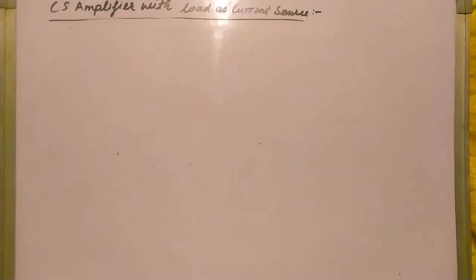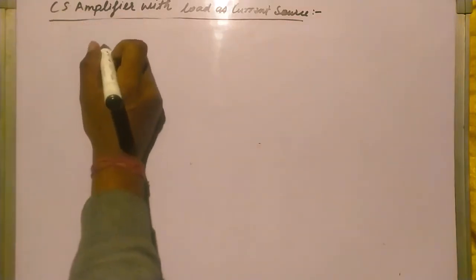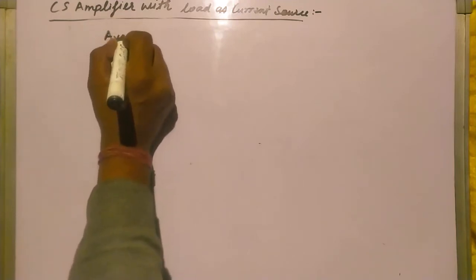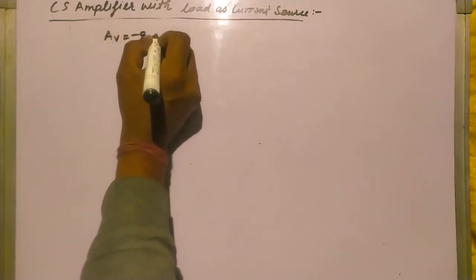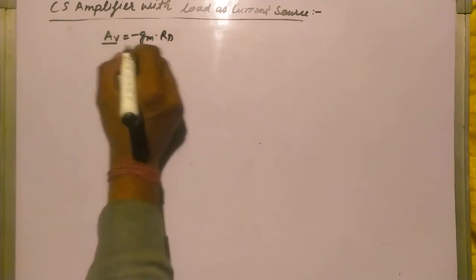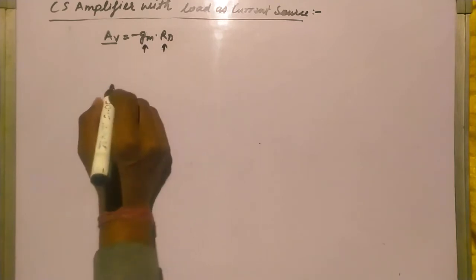Hello everyone, today we'll discuss common source amplifier with the load as a current source. In the previous lecture we saw a common source amplifier with a resistive load, and in that configuration we got AV equal to minus GM RD. So how can we increase AV? By increasing the GM, that is one option, and second is by increasing the RD.